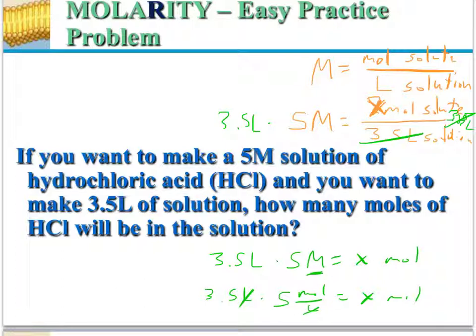When you multiply 3.5 times 5, it gives you 17.5 moles. And this is how many moles of HCl that you would need in order to make this 5 molar solution and to make 3.5 liters of it.